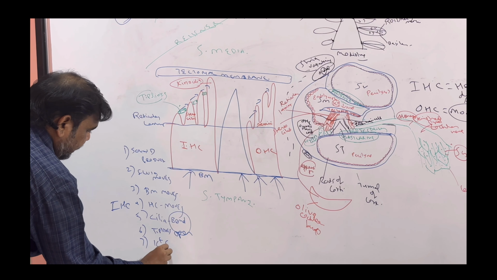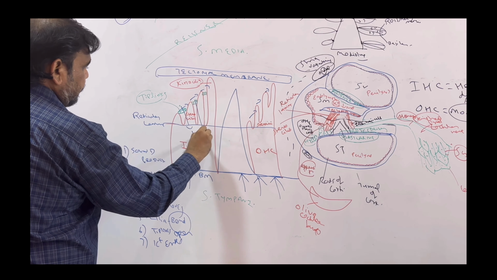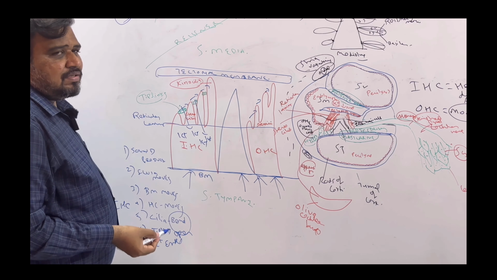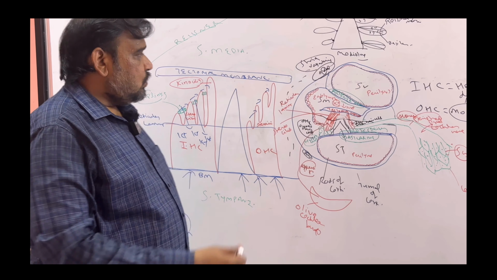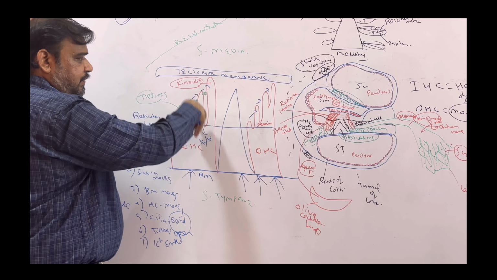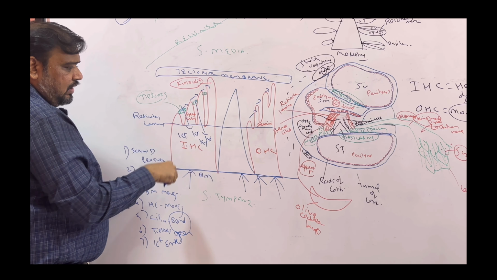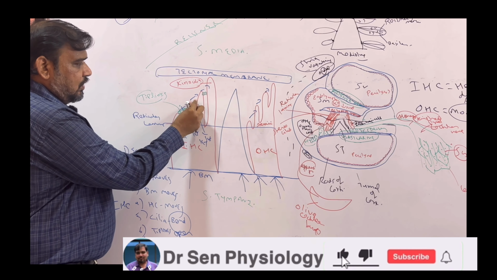Potassium enters, very important, potassium. Why does potassium enter? Because the scala media is rich in potassium. So from the scala media, the endolymph, which has more potassium, enters into the inner hair cell through the cilia. Why does the potassium enter? These channels are open.